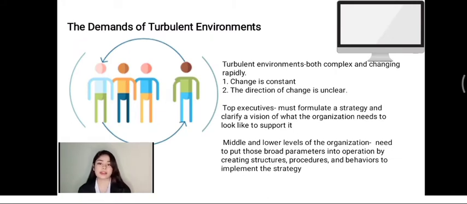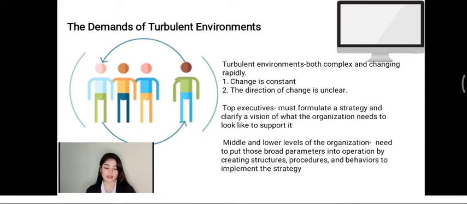The demands of turbulent environments. Turbulent environments are both complex and changing rapidly. Changes are abrupt and unpredictable when they occur. The essence of the demand is the need for change and the pace at which the company must be able to respond to and act on it; these are the main environmental concerns. It seems that the degree of environmental turbulence affects the structure. Number 1, change is constant. Number 2, the direction of change is unclear.